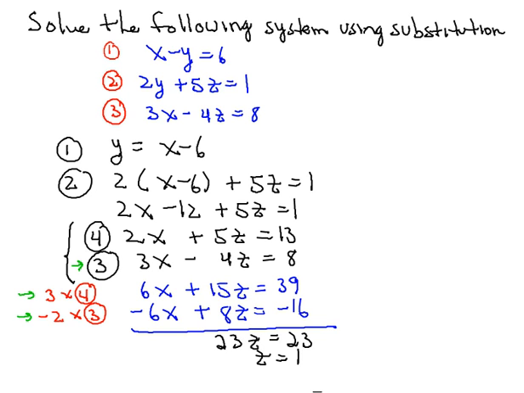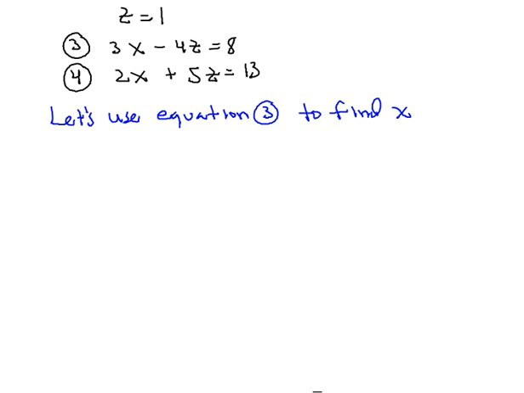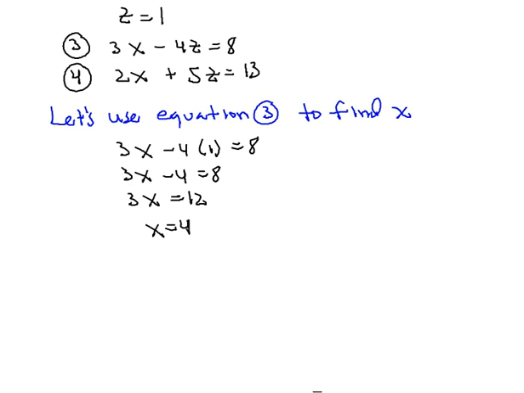So now we'll next tackle finding the values for x and y. Now we just found the value of z to be 1, so we can next then use either equations 3 or 4 to find the value for x. And I'm going to choose to use equation 3. So what we'll do then is simply substitute in the value of 1 for z and solve the equation for x. We have then 3x minus 4 is equal to 8. 3x is equal to 12, or then x then is equal to 4.